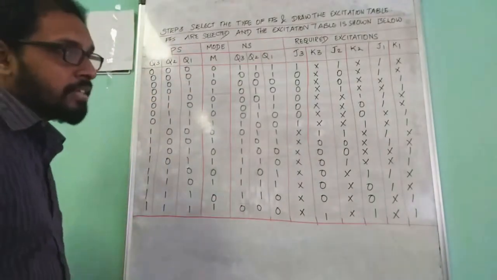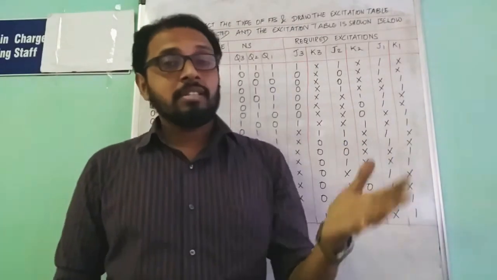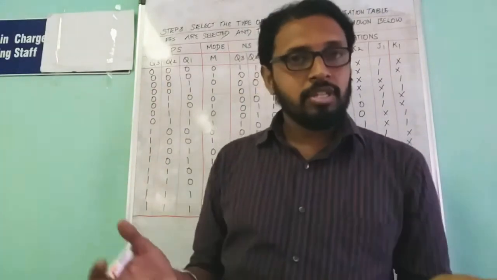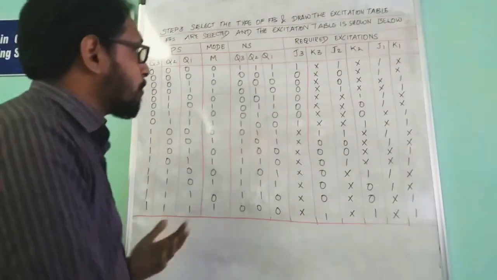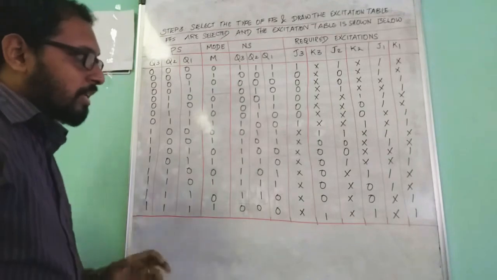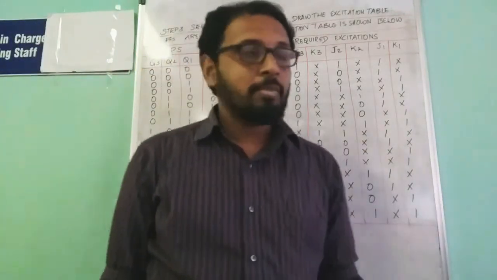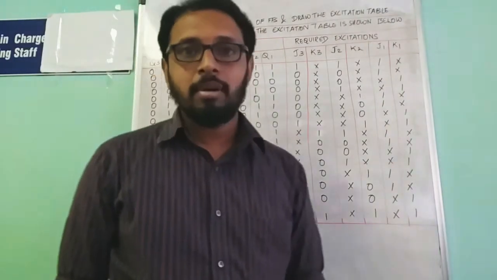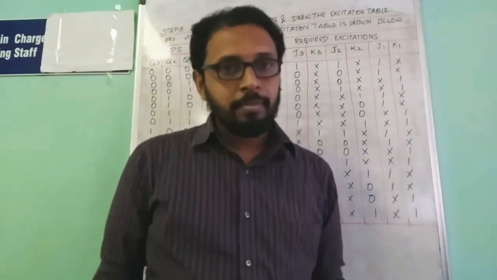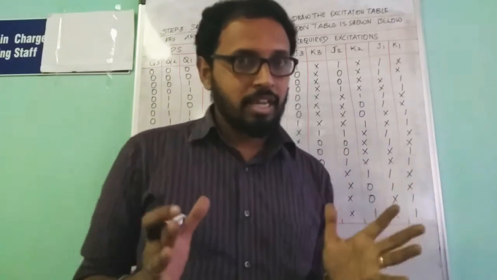JK flip-flops are selected because the question is shown using JK flip-flop. The best thing is to go for JK flip-flop if the question does not specify which flip-flop. And the excitation table is shown below. I am sure that you will be disappointed or confused by seeing this particular excitation table, but there is nothing to worry about. I will explain to you. It's all based on the excitation table of each flip-flop.